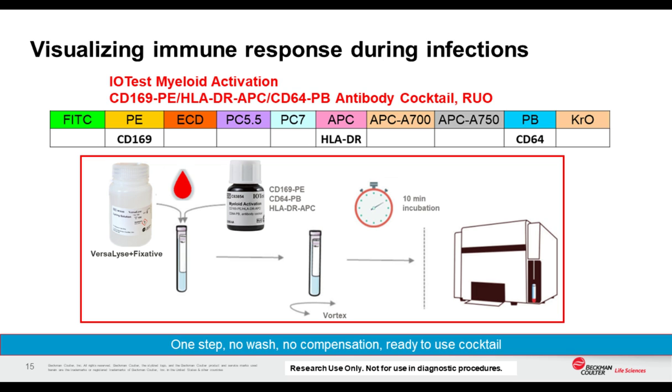Just add blood, the antibody cocktail, and VersaFix lysis solution to the tube and vortex. The sample is ready for acquisition in 10 minutes. There are no washing or centrifugation steps. As you can see, the fluorochromes are on 3 different lasers, which means no compensation is required, which makes the analysis really easy.